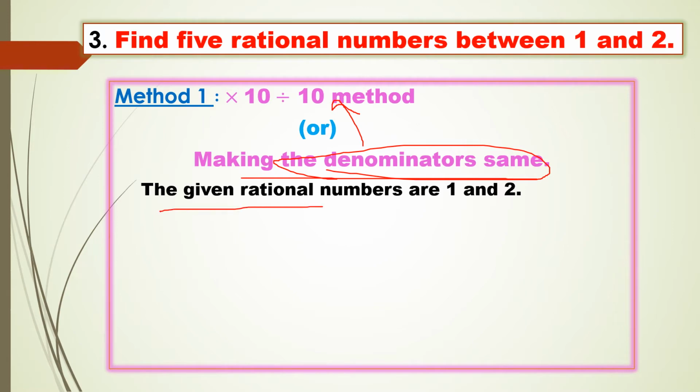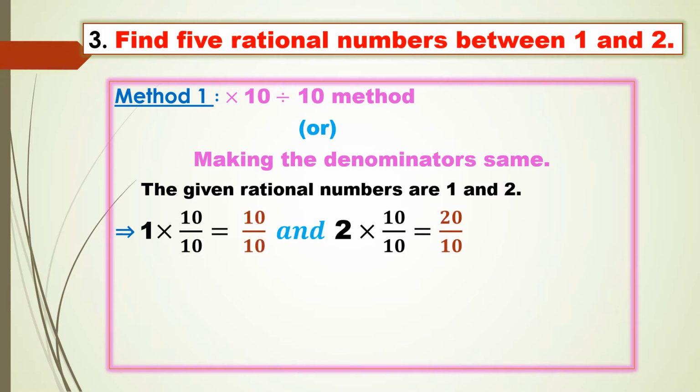The given rational numbers are 1 and 2. So I'll multiply and divide by 10 for 1 as well as for 2. So I'll get 10 by 10 and 20 by 10. So now I can write the rational numbers in between 1 and 2. How? 10 by 10, 20 by 10. Here the denominators, if you see properly, are same. When the denominators are same, the numerators are different.